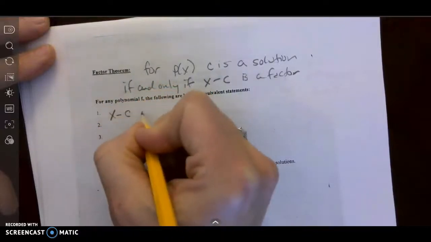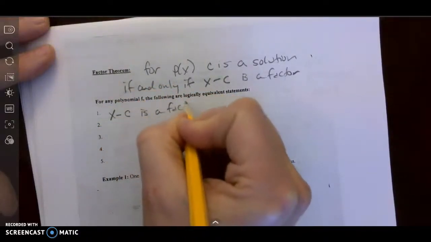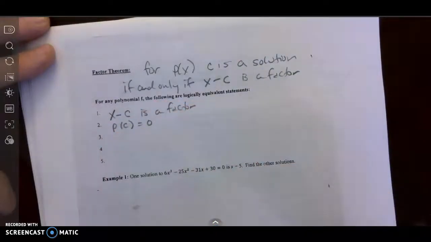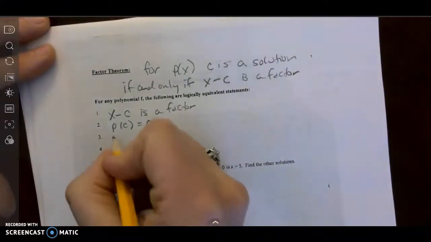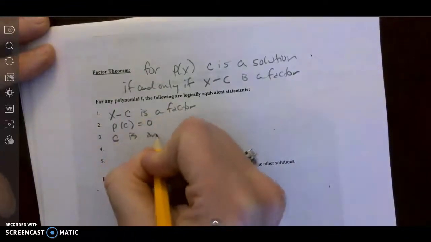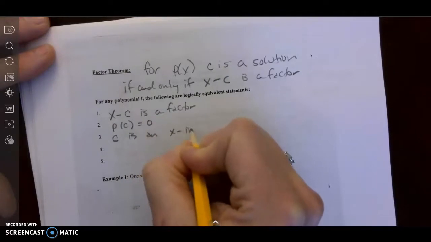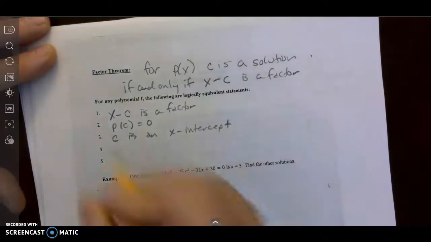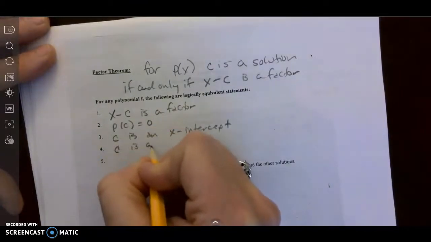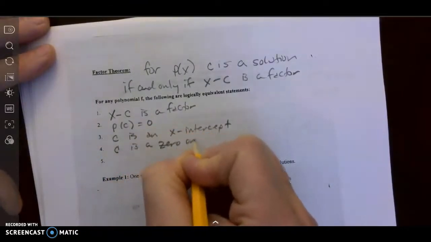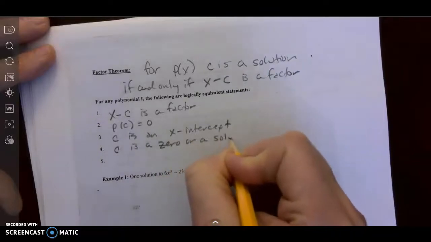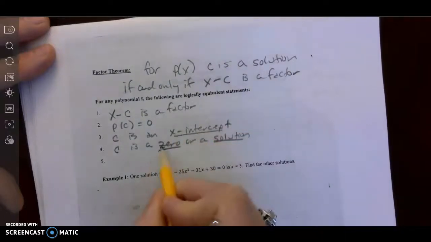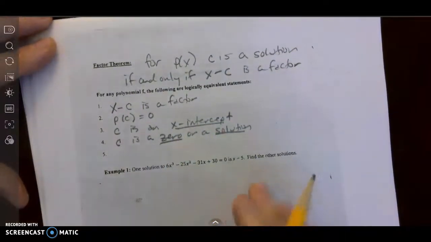X minus c is a factor. P at c must equal 0. That's why c is called a 0. C is an x-intercept. That's why we look on the graph to find the zeros. We say that c is a 0 or a solution. They are the same thing. X-intercept, zeros, and solutions are all the same thing.